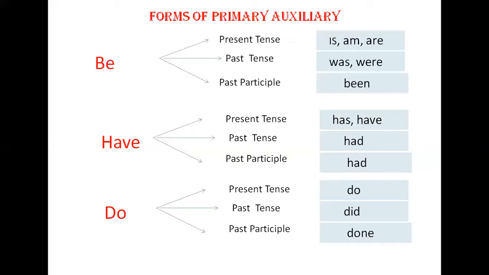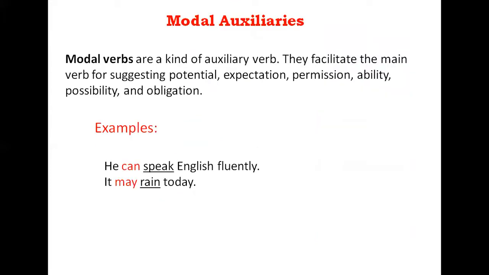These do, did are the words usually used to make negative sentences or interrogative sentences. Do you like it? This is a question, or interrogative sentence. In this way, we can use it.